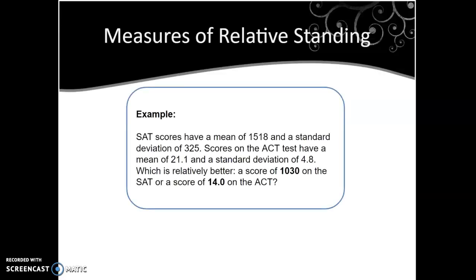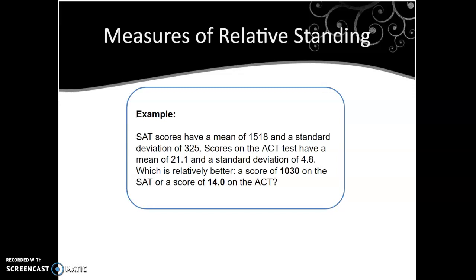So let's look at this example. SAT scores and ACT scores, both are really similar. Students sit down, they take a long test, and they get a score when they're done, and they're used in college applications. But their values are very, very different. SAT scores have values, for example, with a mean of 1,518, or a 1518 on the SAT is the mean, and standard deviation of 325. ACT scores are a lot smaller in number. ACT test scores have a mean of 21.1 and a standard deviation of 4.8.